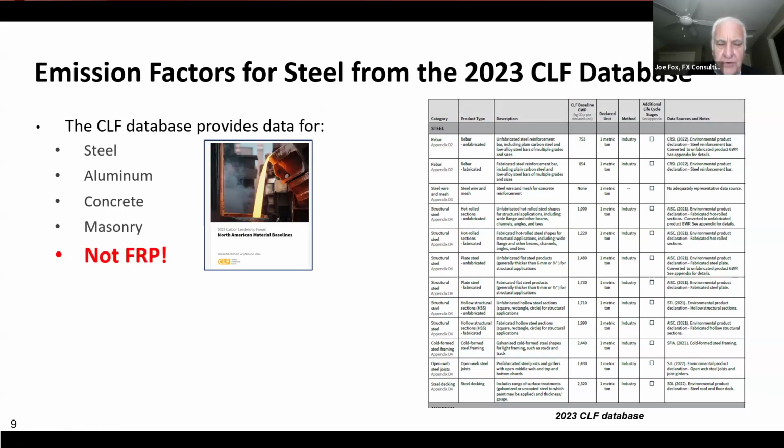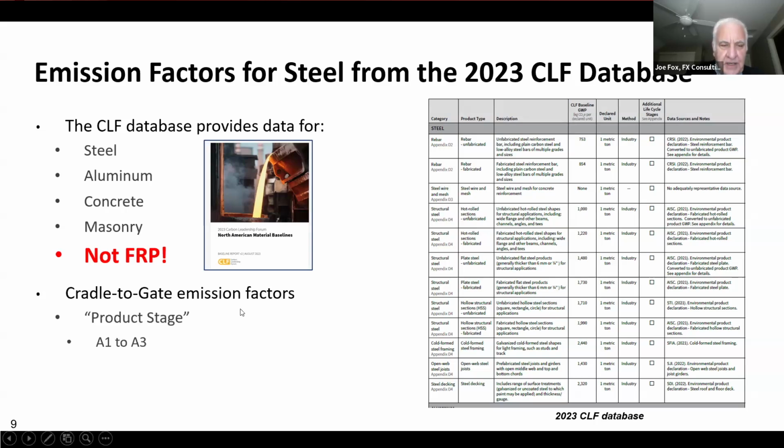It's important to note that FRP is not included in the CLF database. You have to go to other sources to get information for FRP. The CLF database gives you cradle to gate emission factors. Again, that's known as the product stage, or A1 to A3.